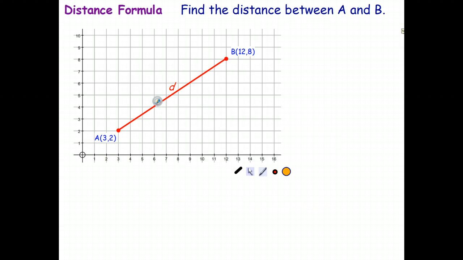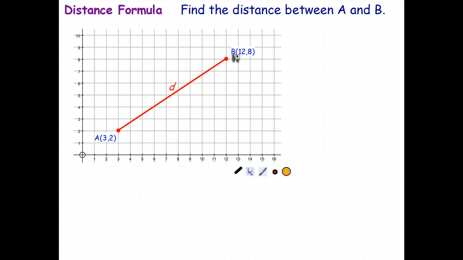Okay, I've got a question mark here now. Let me just get rid of that. Okay, let's go ahead. What I'm trying to find is the distance between A with coordinates 3, 2 and B with coordinates 12, 8. And by distance, we just mean the straight line distance between the two.